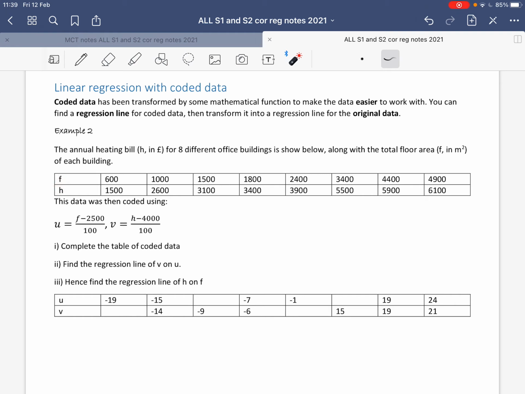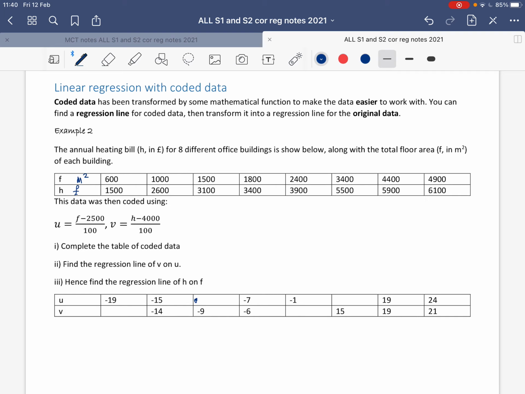So this is the annual heating bill, H, so that's the heating bill in pounds, for 8 different office buildings, along with the total floor area in metres squared. So the thing we control is the floor area, the response variable is the heating bill. And then the data is coded. So first of all, we find a new variable U by subtracting 2,500 from F and dividing by 100.